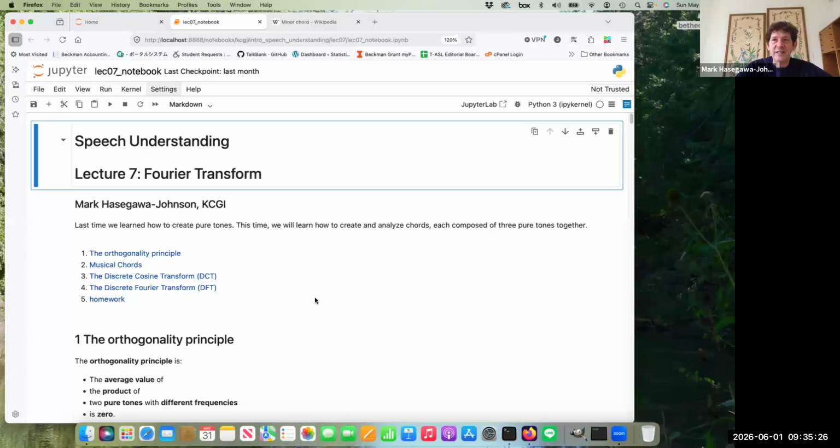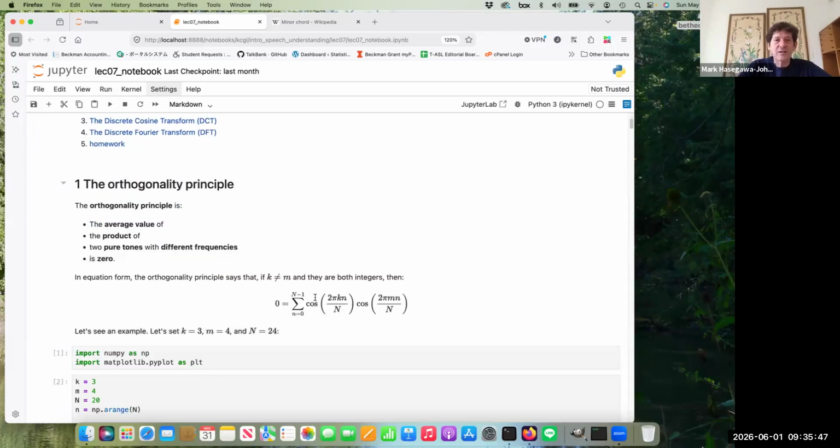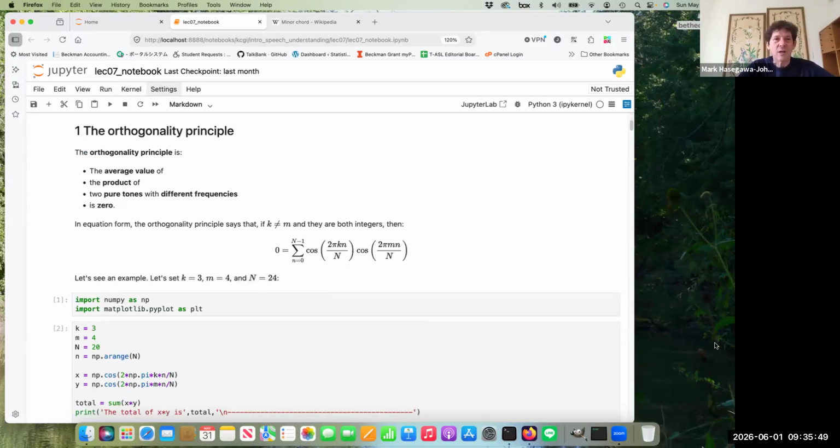And the answer is that we take advantage of the fact that each one of those tones individually can be represented as a perfect cosine or sine wave, right? It's not a perfect cosine or sine wave, but the bass note, the fundamental, is a perfect cosine. The pure tone is a perfect cosine or sine wave. And knowing that, we can take advantage of something called the orthogonality principle. Orthogonality means perpendicular. Let's look that up on Wikipedia as well.